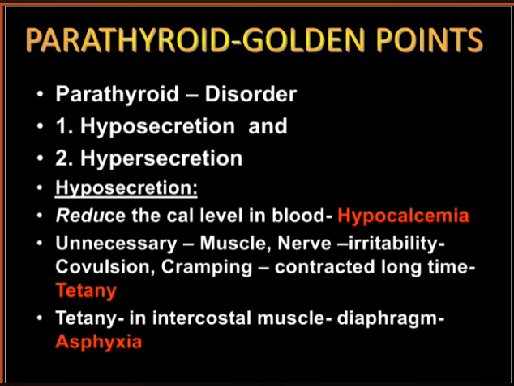If the tetany occurs in respiratory muscles such as intercostal muscle and diaphragm, intercostal muscle which is present in between the ribs and diaphragm which is present below the lungs, both are responsible for normal respiration. If the tetany occurs in intercostal muscle and diaphragm, it never relaxes. It is always in a contracted stage. Such a type of disorder is termed as asphyxia.